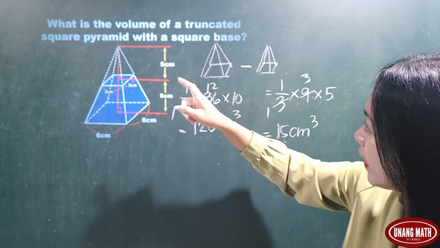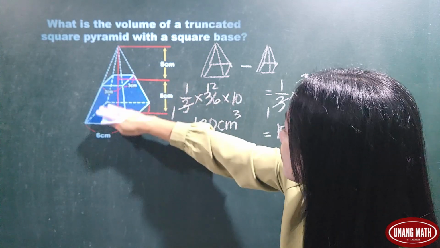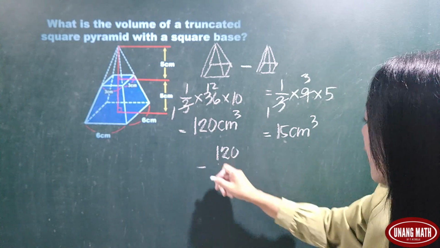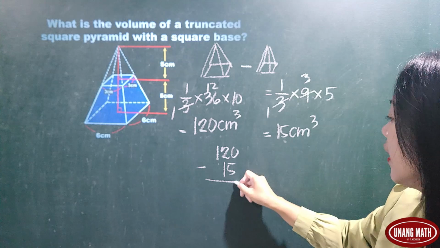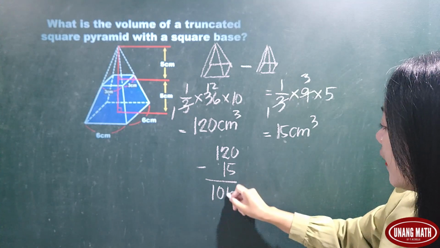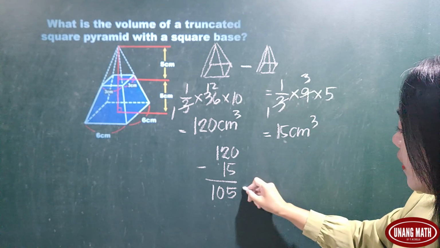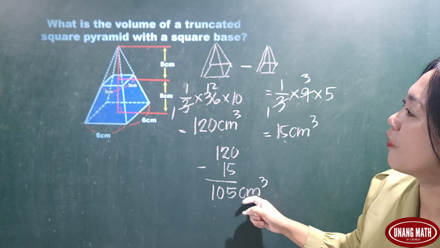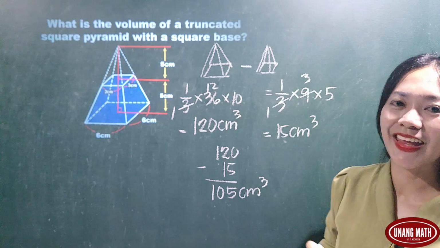And finally, to get the volume of this truncated square pyramid, we have 120 minus 15, then this is equal to 105. So we have 105 cubic centimeters. So this is the volume of this truncated pyramid.